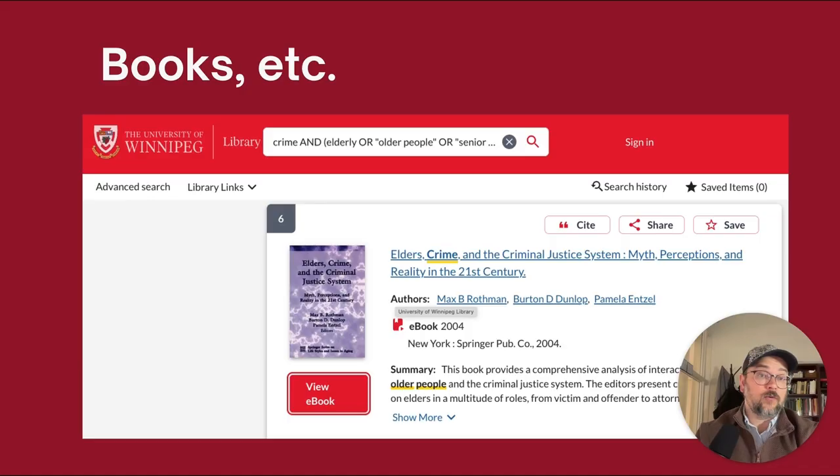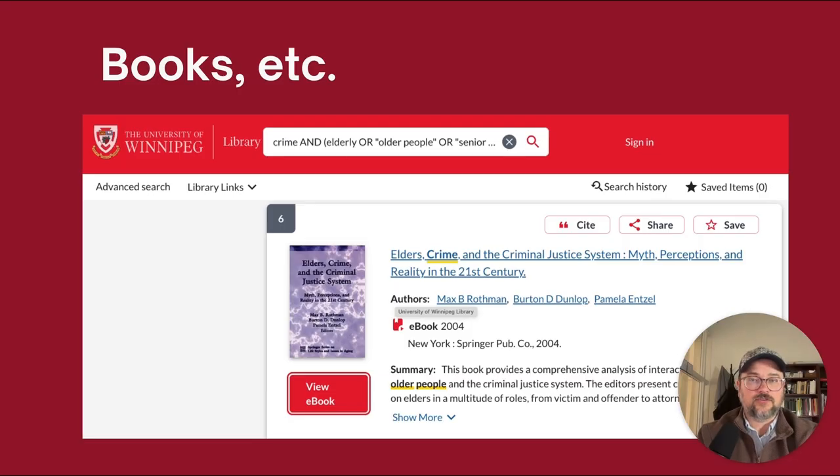So another way that I can begin to do this preliminary research is to look for books, right? So that was an encyclopedia article. It's framing my topic in the context of the entire discipline of criminology. This here is a book that's looking specifically at elders, crime, and the criminal justice system.